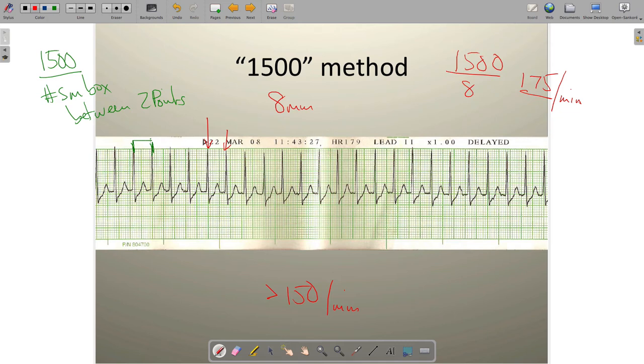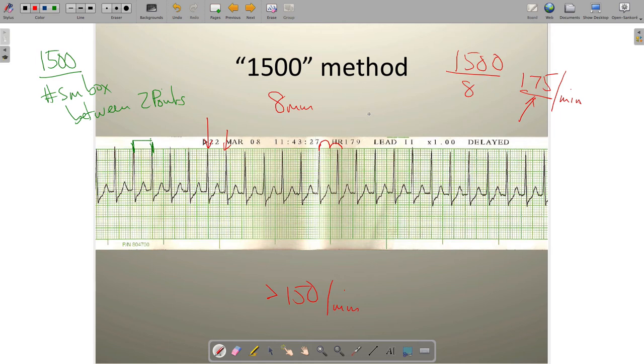Before, if we were using the sequence method, we would go 300, 150. So we know it's between 150 and 300, but we really don't know where in there. It's probably closer to the 150 end. We don't really know exactly what the number is. This gives us an exact number. You simply count the number of small boxes, you divide it into 1500, and this gives you a very, very accurate representation of what's going on. This is called the 1500 method.